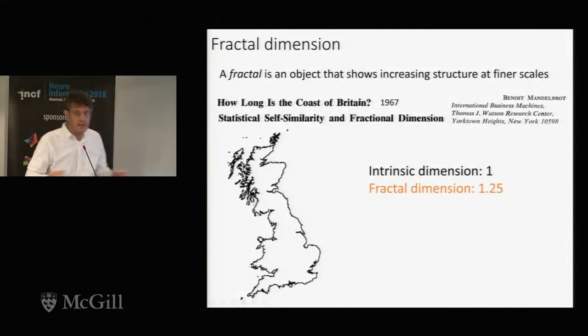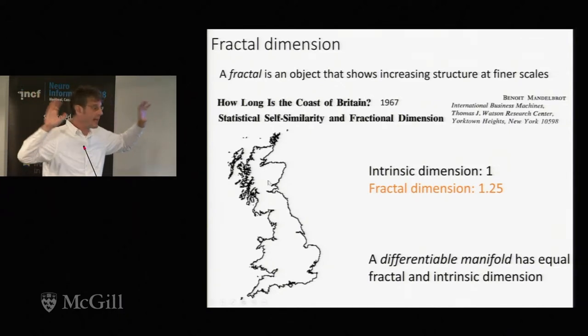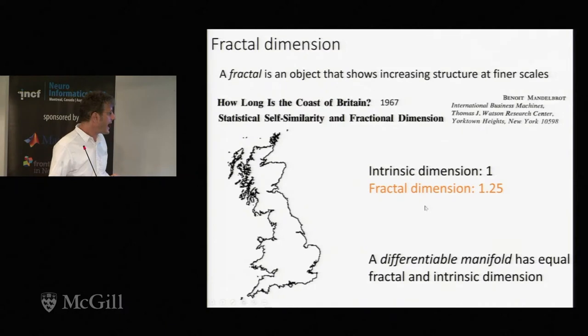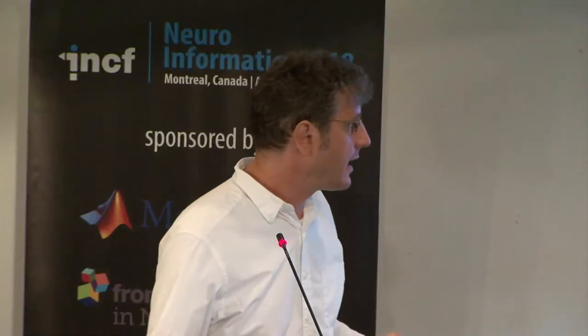And this is measured by a quantity called the fractal dimension, which measures how the length you measure with your ruler scales with the length of your ruler. So this is the fourth measure of dimensionality we're going to talk about here today. The relationship to what we've been talking about is that if the neural code was to lie on a technically differentiable manifold, that means a smooth manifold, then it has to have a fractal dimension equal to its intrinsic dimension. On the other hand, if it was rough, if it was one of these fractal objects, the fractal dimension can be more than the intrinsic dimension.